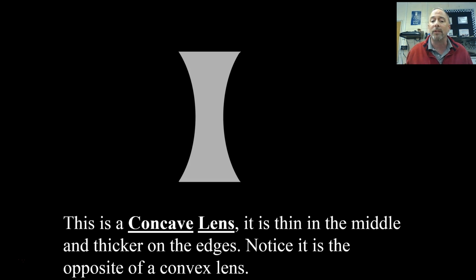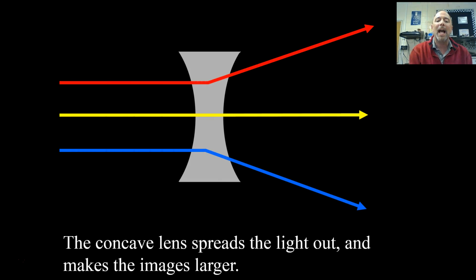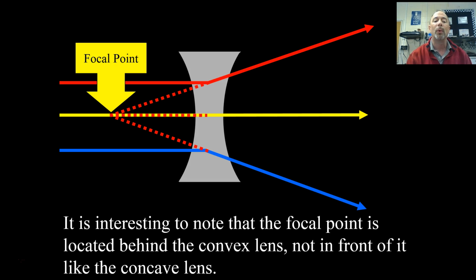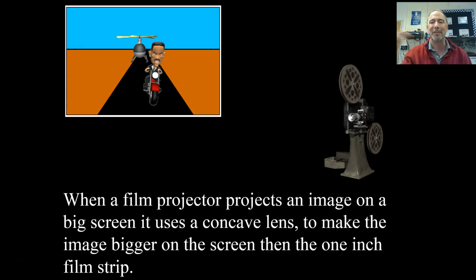Now, this is a concave lens, and you'll note that it is thin in the middle and thicker on the edges. Notice that this is the opposite of a convex lens. Now, an easy way to remember the difference, concave, well, it goes in, like a cave. Aren't you glad I'm here to teach you these things? A concave lens spreads the light out and makes images larger. The interesting thing to note is that the focal point is located behind the concave lens, not in front of it like the convex lens. So you actually see better in front of the lens. Yeah, no, I'll let you figure that one out later.